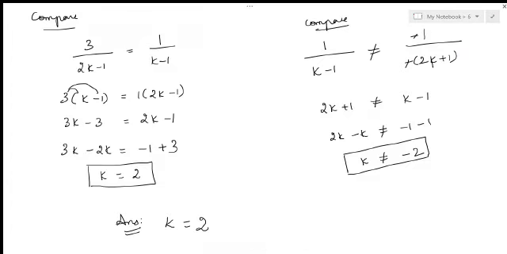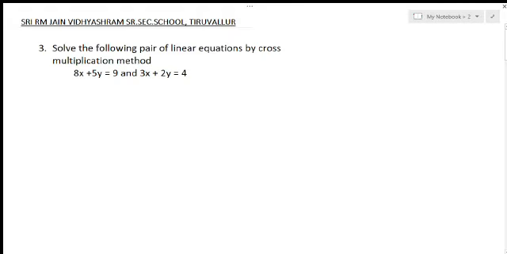Let us go for next sum. My next sum is: solve the pair of linear equations by cross multiplication method. So I am going to find the solution for this equation by cross multiplication method. You know that first you have to make the RHS 0 by shifting the constant term to your LHS side. So let me make it first.